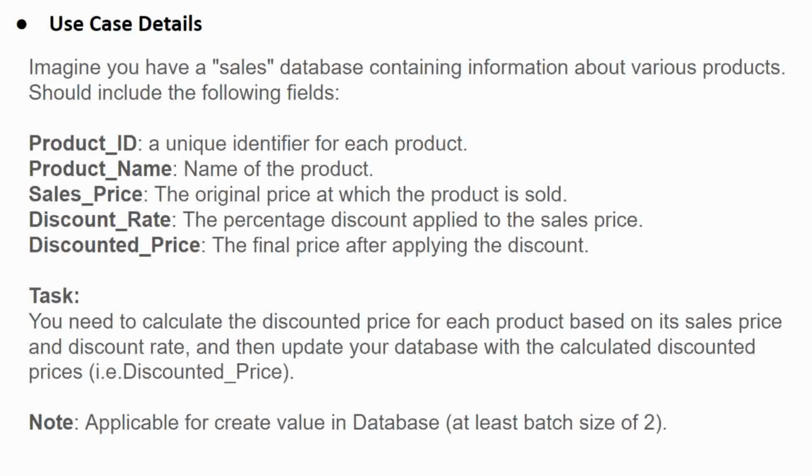Okay, and there is a note saying it is applicable for create value database. Whenever we create a new record in the database, that should trigger our recipe and calculate a discounted price for the given product, which includes sales price and the discount rate. We have to use those two values to calculate the discounted price, and we have to give a final price for the product. Okay, this is about the use case.